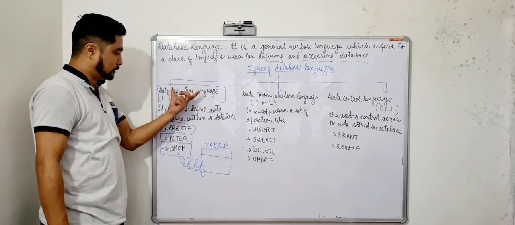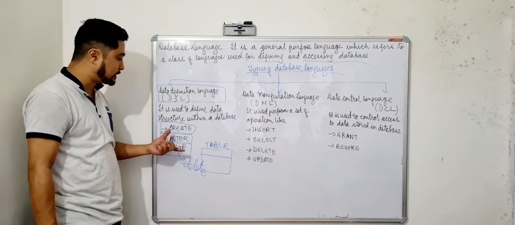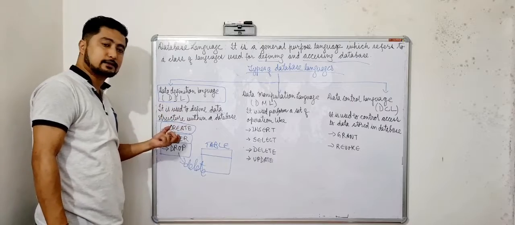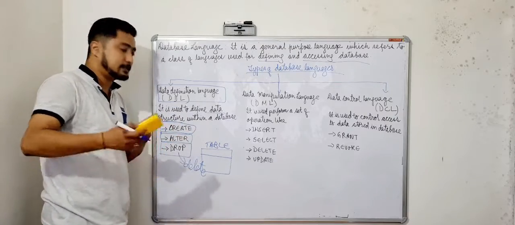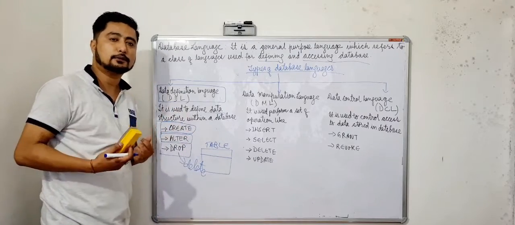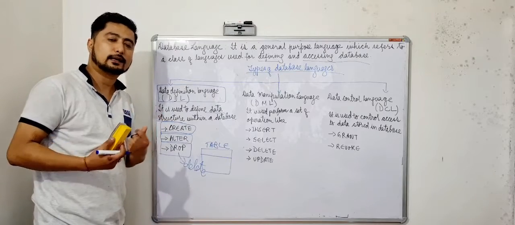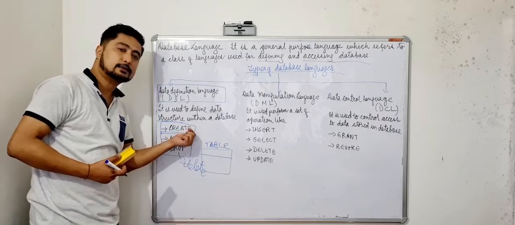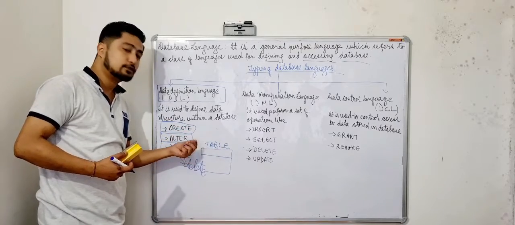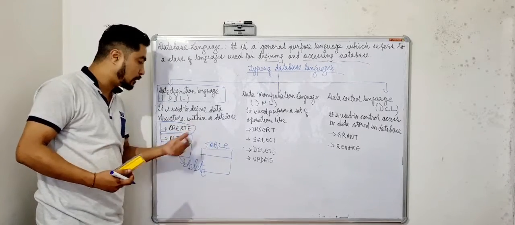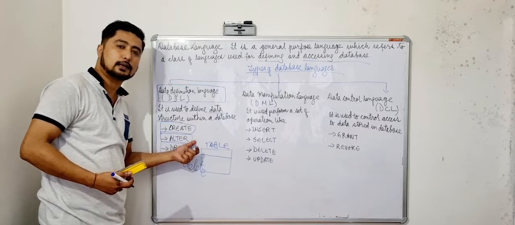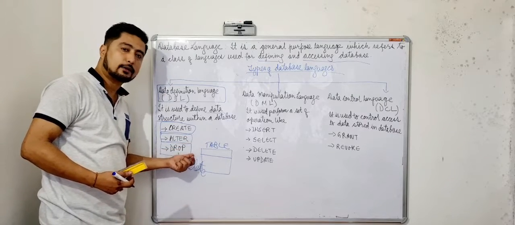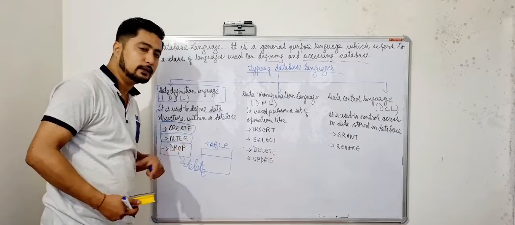So in this data definition language, it is used to define data structure. Data structure means table, because if we want to store the data, we need a container, and that container is known as a table. Create is the command used to create the table. If you want to add new columns to the table, we will use this alter command, and drop is the command which is used to delete the table.